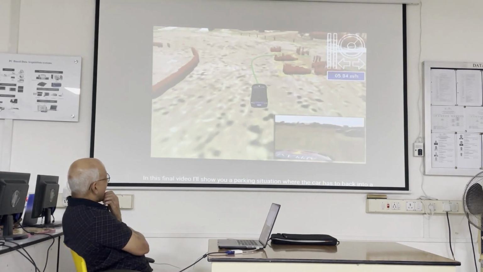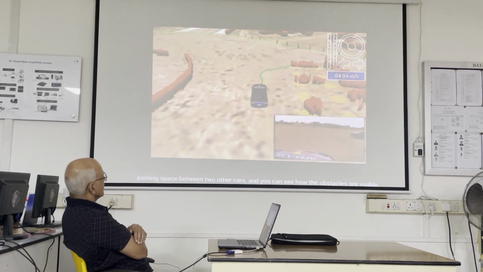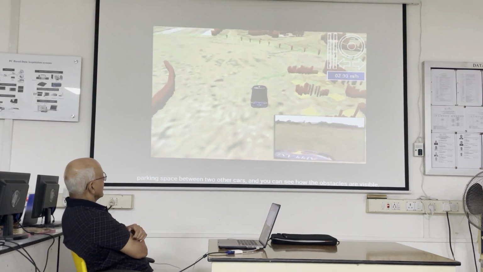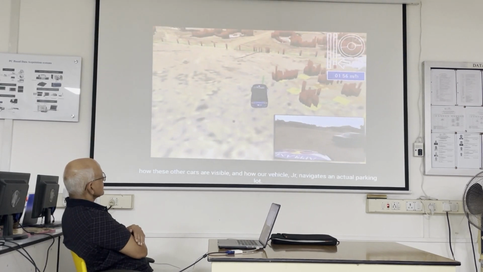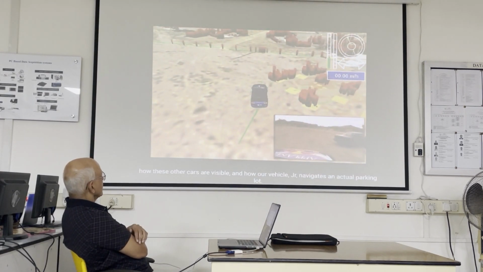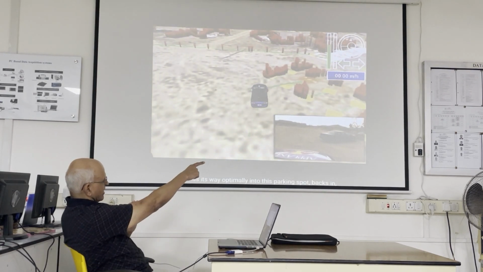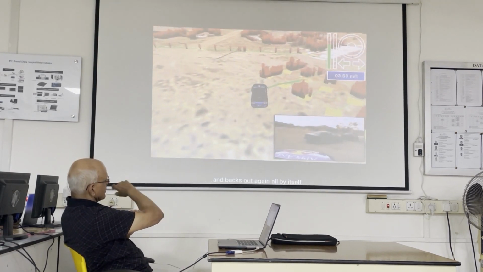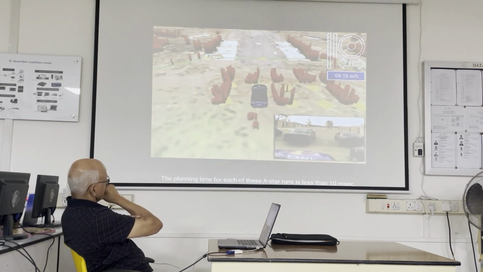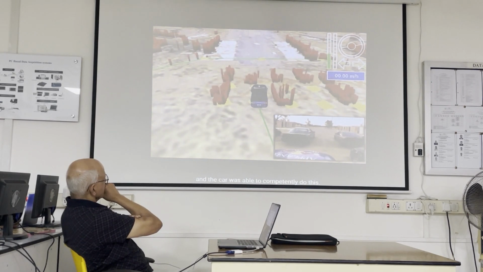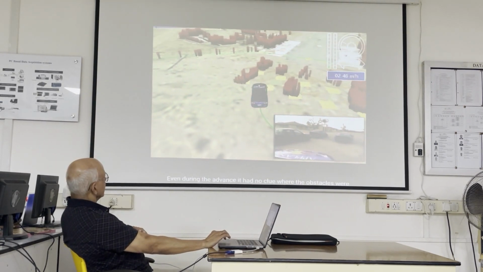In this final video, I show you a parking situation where the car has to back into a parking space between two other cars. And you can see how the obstacles are visible, how these other cars are visible, and how our vehicle Junior navigates an actual parking lot. Again, this is using A-star. It finds its way optimally into this parking spot, backs in and backs out again, all by itself. The planning time for each of these A-star runs is less than 10 milliseconds. And the car was able to competently do this, even though in advance it had no clue where the obstacles were and where the parking spot was.